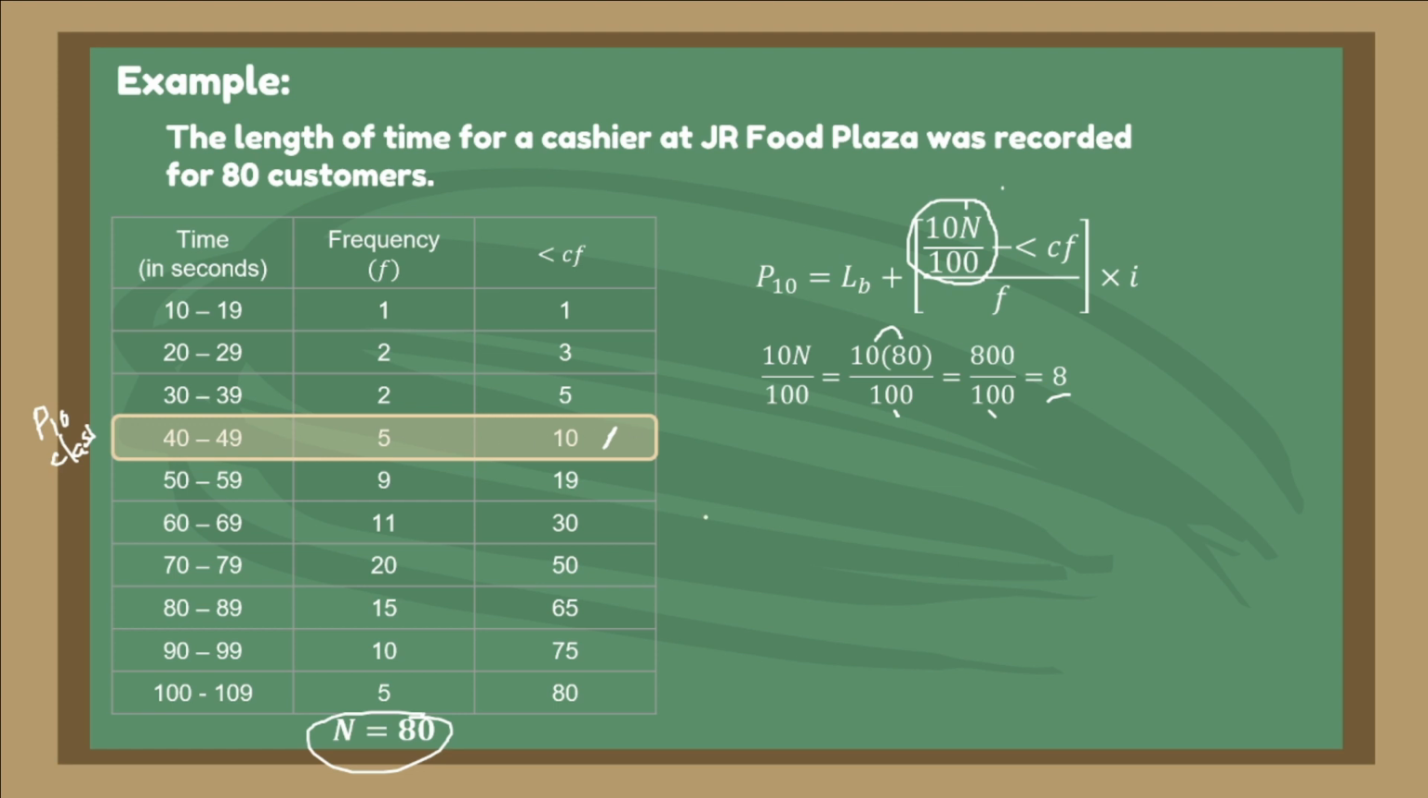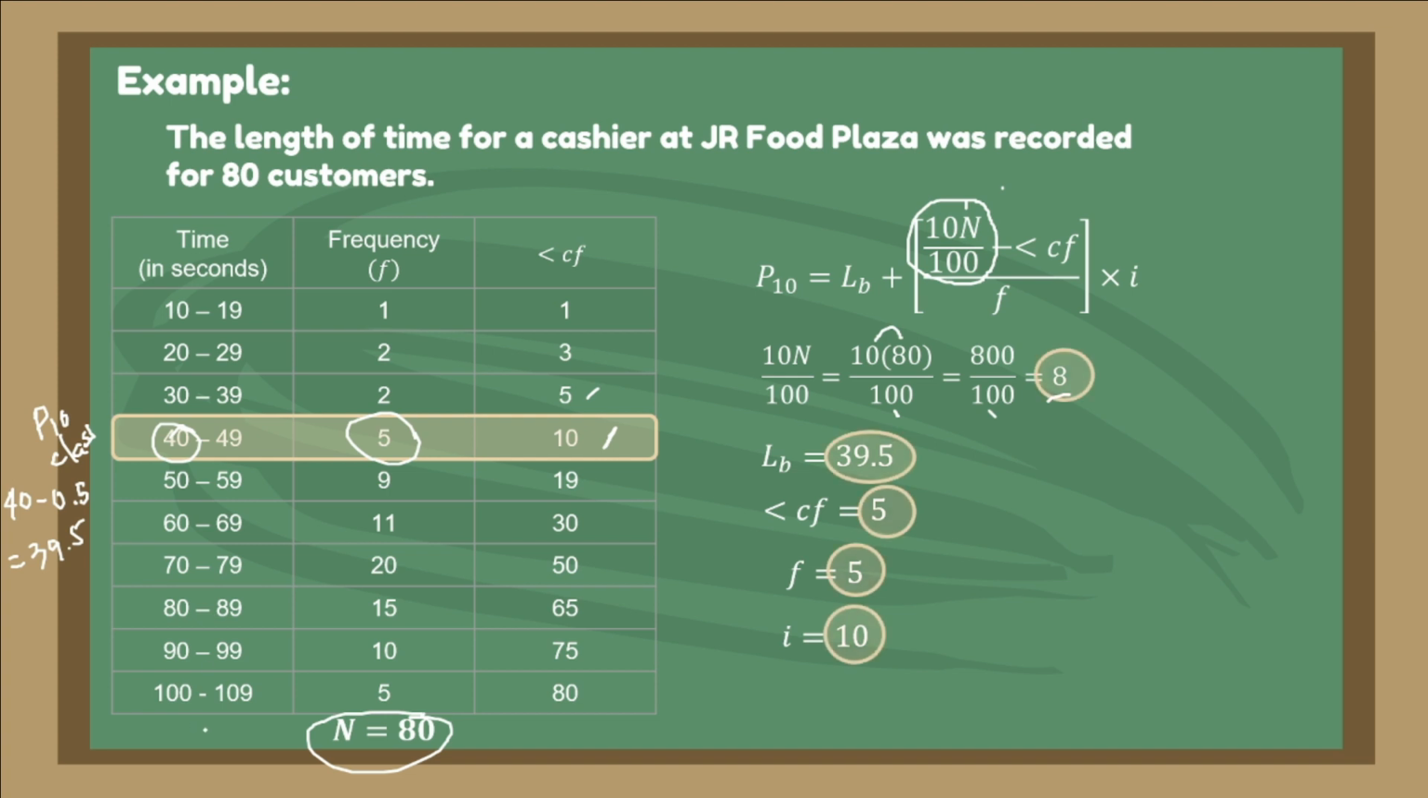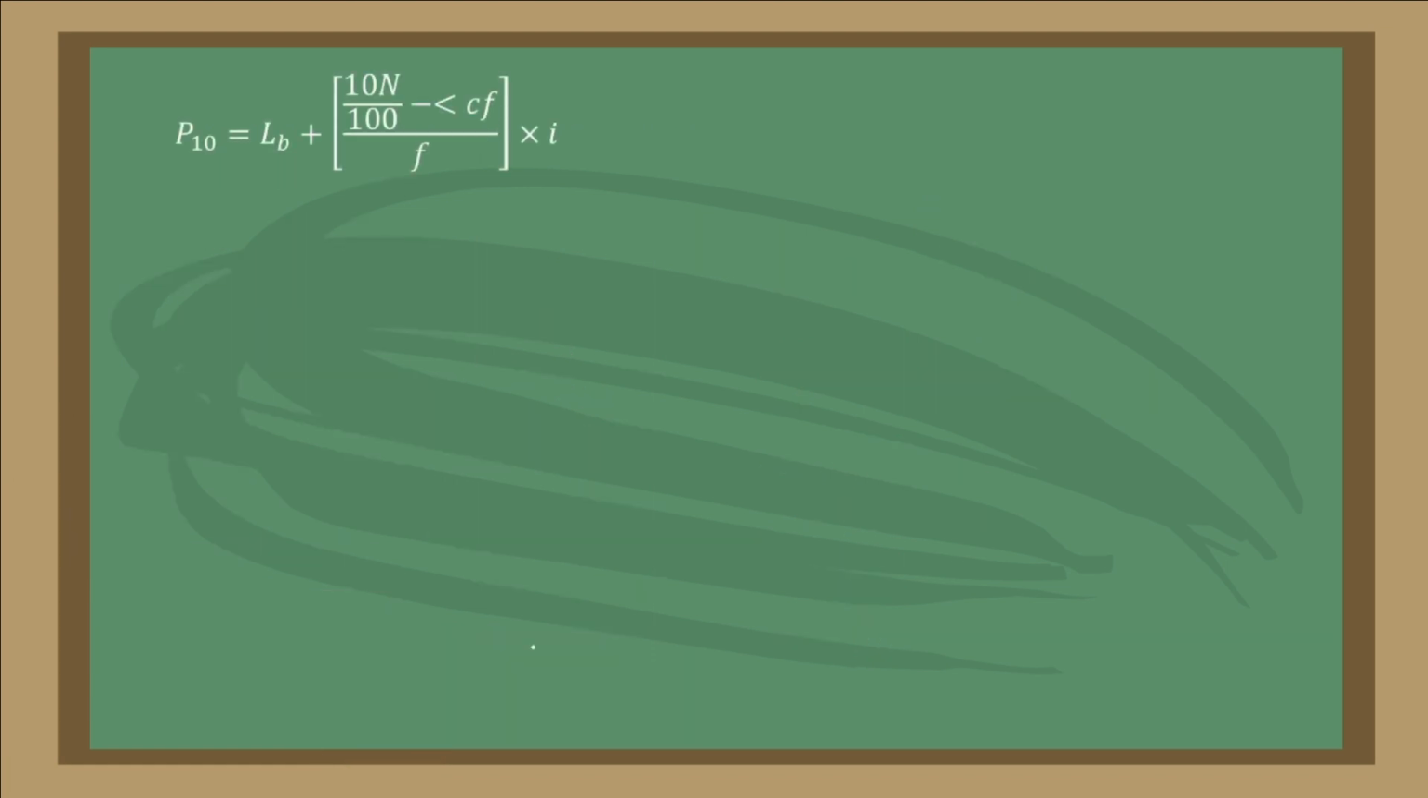Okay, so let us get the lower class boundary. We have 39.5, which came from 40 minus 0.5. Next is less than cumulative frequency, which is 5, the next number less than 10. Then our frequency is also 5, and our interval is 10. So these values we are going to use to solve the P10. This is the formula for P10, and these are the values.